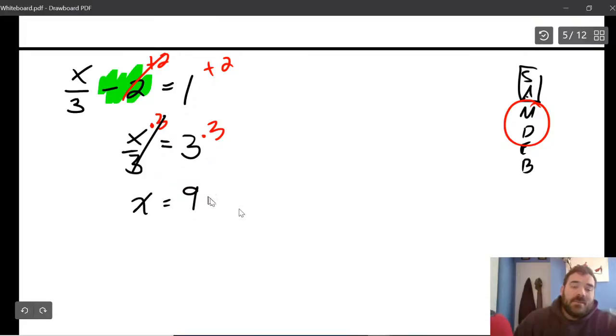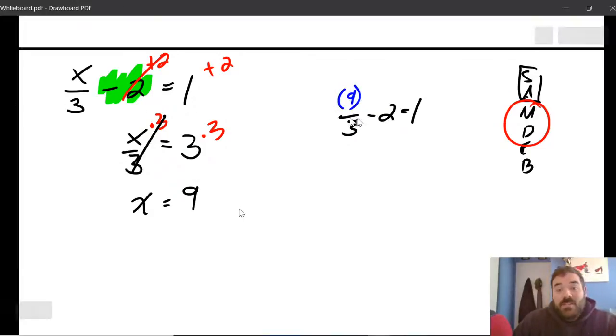And I can double check to see if that works. x over 3 minus 2 is equal to 1 was our original equation. I'm going to substitute 9 in for x, so I'm going to put 9 in here instead of x. 9 divided by 3. So now I'm simplifying.